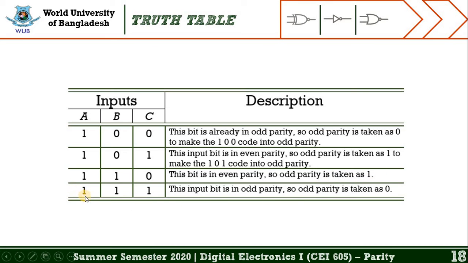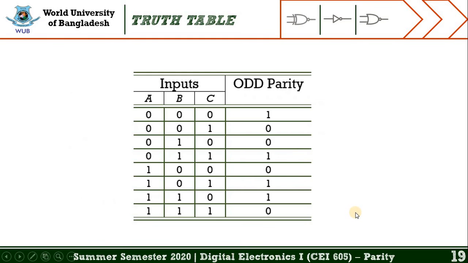Last one, which is 1, 1, 1, which means this input is in odd parity, so the odd parity bit is taken as 0. And finally the truth table looks like this.